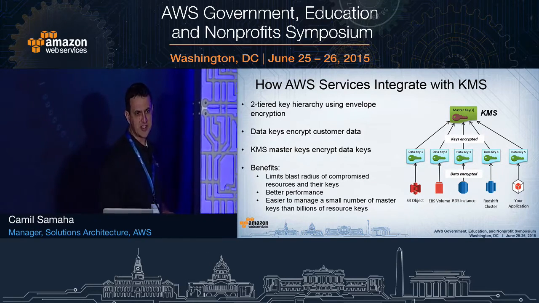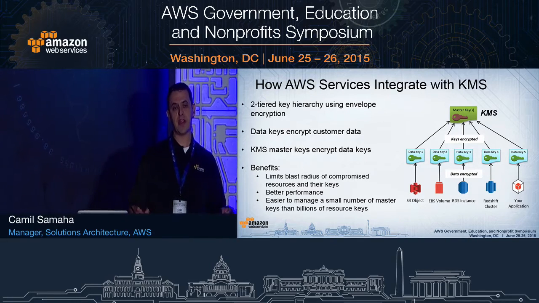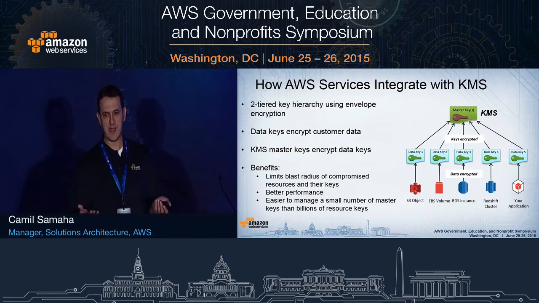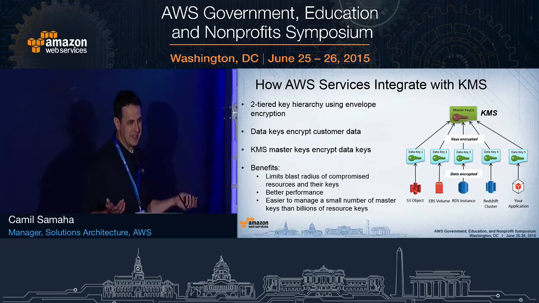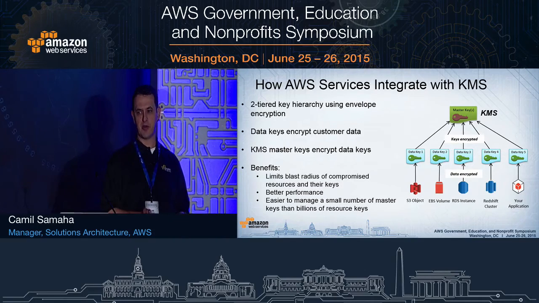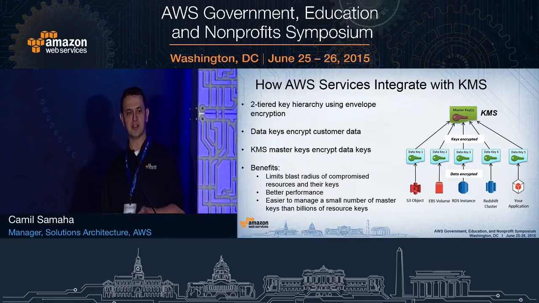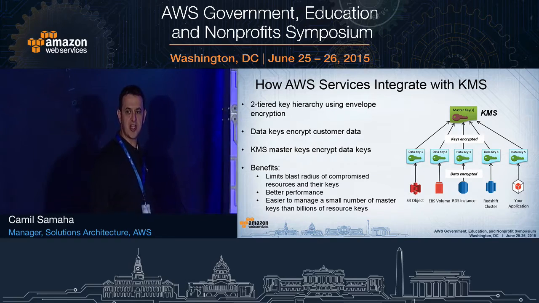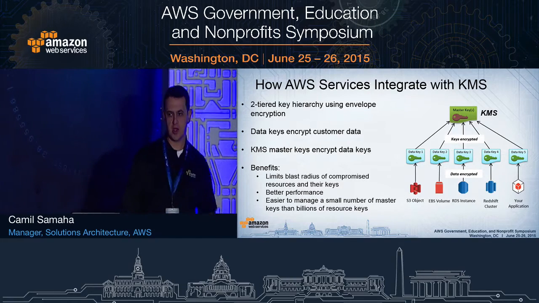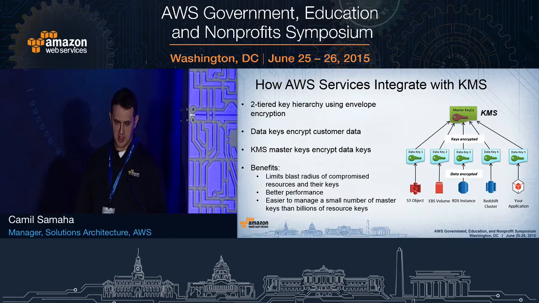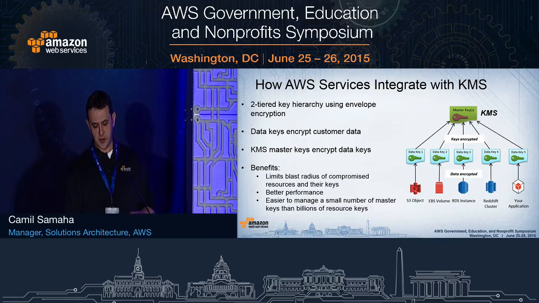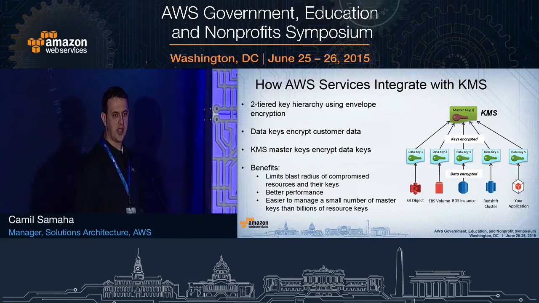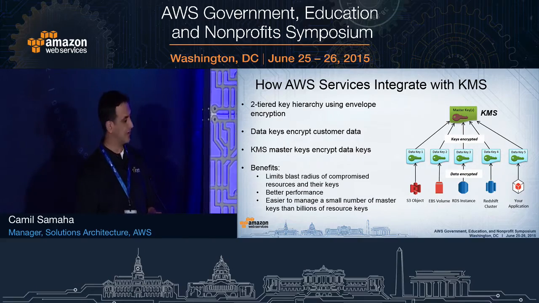So you talk about performance and management. Think of a scenario for S3 where we have billions of objects, and you think about key rotation. It'll be a lot easier to rotate a smaller number of master keys than it would be to try to rotate billions and billions of resource keys or object keys. So leveraging envelope encryption gives you that benefit. And that's also true using your own application to leverage KMS. It's also a two-tier hierarchy for key management.